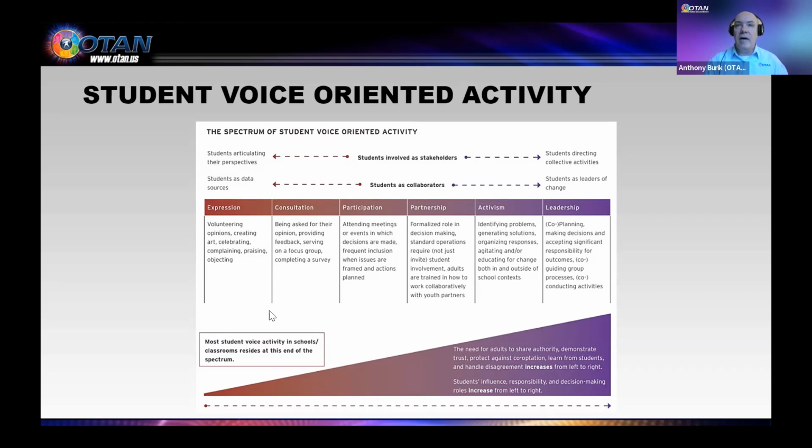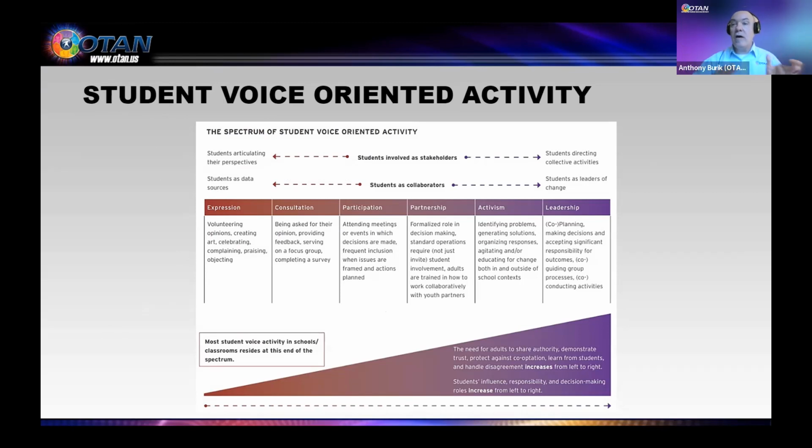On the bottom of the spectrum, a couple of different notes are really illustrative here. The first note on the left-hand side says most student voice activity in schools or classrooms or programs or communities resides at the left-hand end of the spectrum. So it's more towards asking students for their ideas or their opinions or their perspectives, or here's an opportunity to say what's on your mind. So really, most of the activity has to do with expression and consultation.